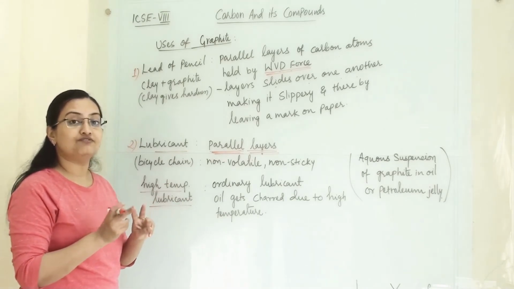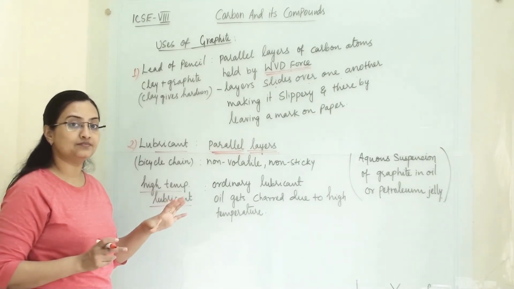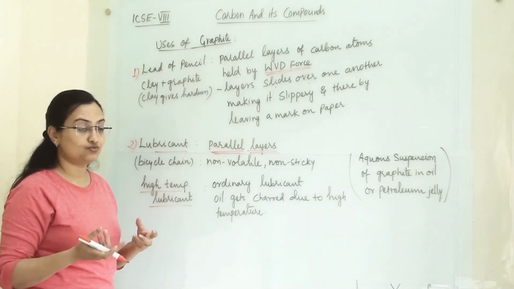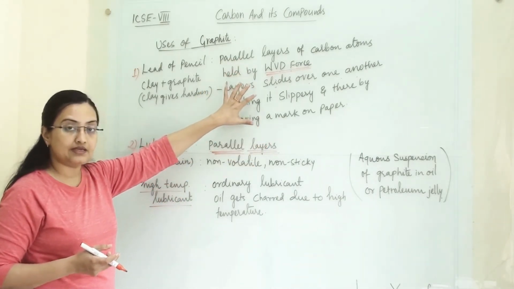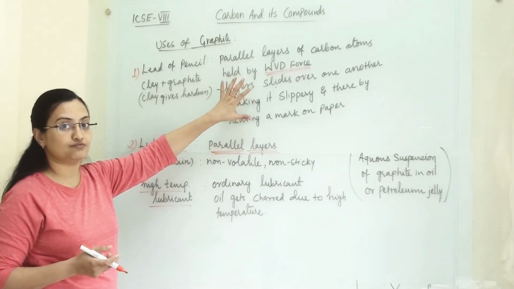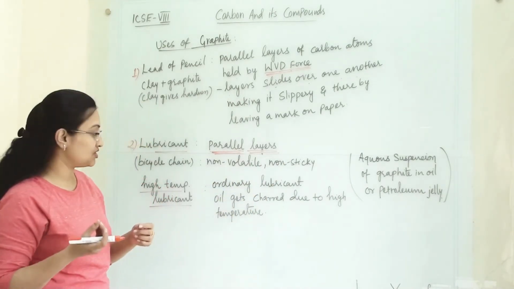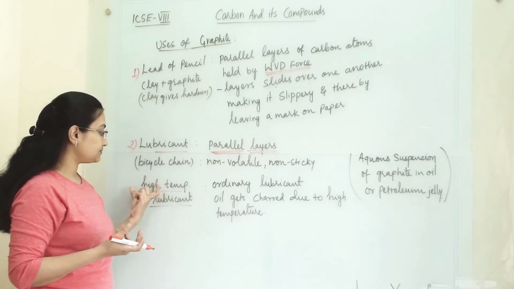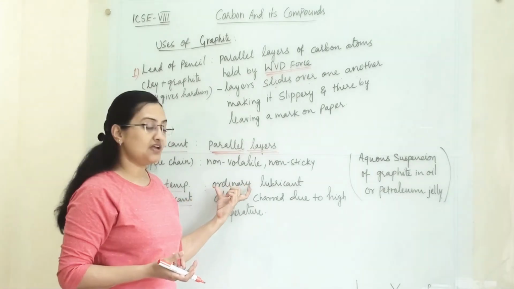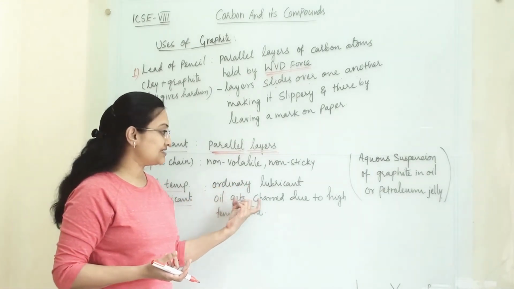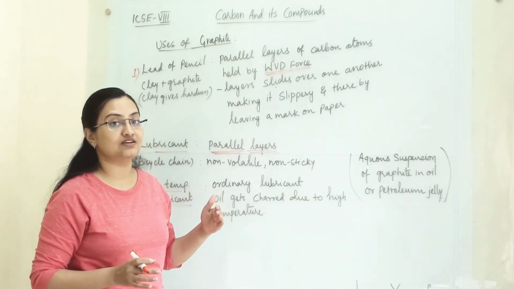So here there are two different answers for two different applications. First is a simple lubricant like a bicycle chain, where you can write the same answer: because of its parallel layers held together by weak van der Waals force of attraction, it gives a non-volatile and non-sticky lubrication effect to the machine. Now when they ask that it is also used as a high temperature lubricant, then we need to write that an ordinary lubricant will get charred and will not withstand high temperature, whereas graphite will withstand high temperature.